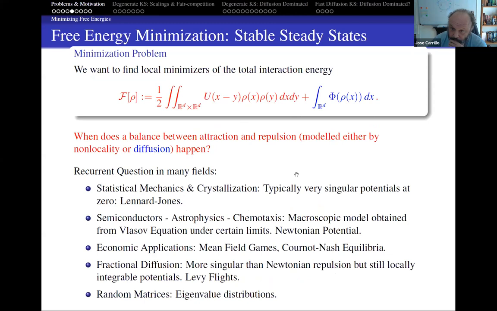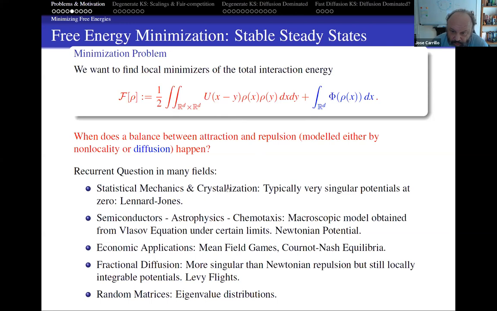Okay, this question is quite classical, and probably the most classical example of these kinds of questions shows up in crystallization, although in that case the U usually is very, very singular, so it's not even locally integral, it's a kind of Lennard-Jones potential. And then you are talking about the minimization of this function, not on the set of densities like I'm going to do here today, but in the set of Dirac measures. But let me tell you that that is one of the classical examples.